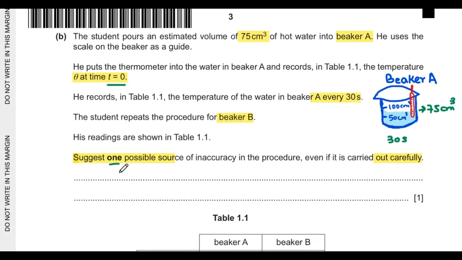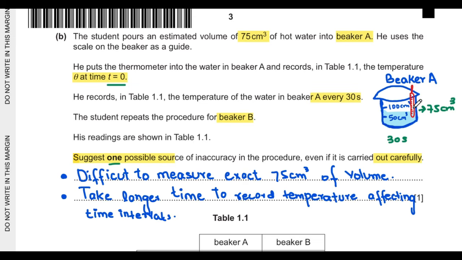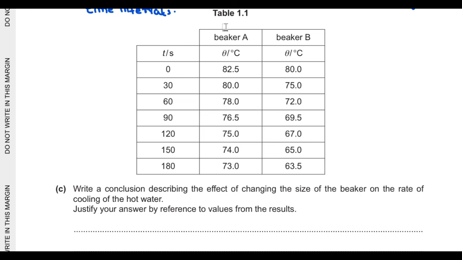Now, one possible source of inaccuracy in our experiment could be because we are pouring 75 cm³ and our beaker is graduated with a gap of 50 cm³. So it is difficult to measure exactly 75 cm³ of volume. You can also write that if the student takes longer to record the temperature, it will affect the time interval of 30 seconds that he has already set.